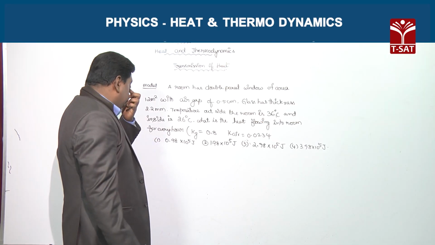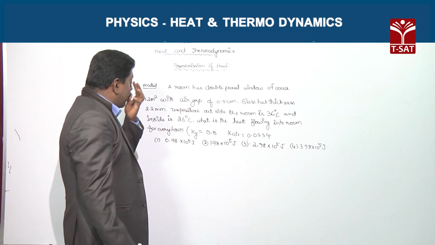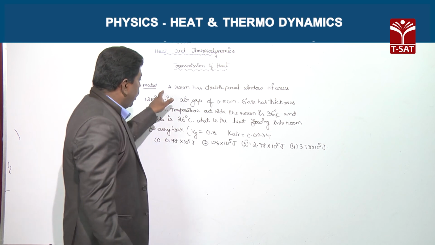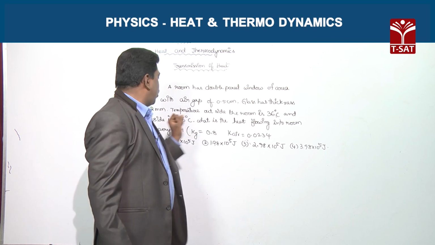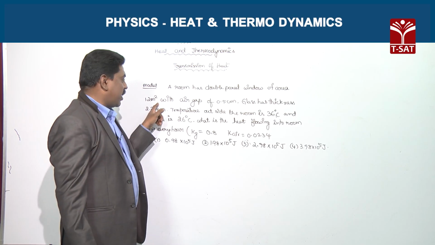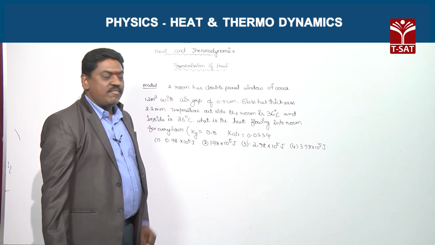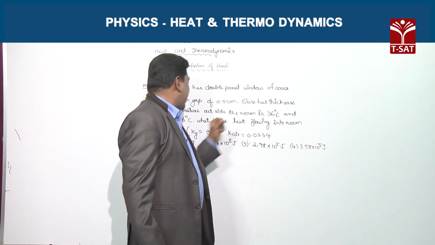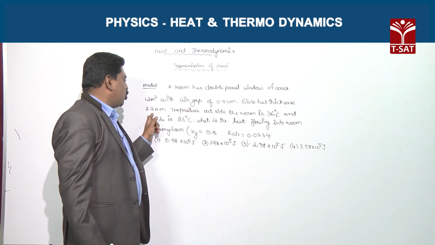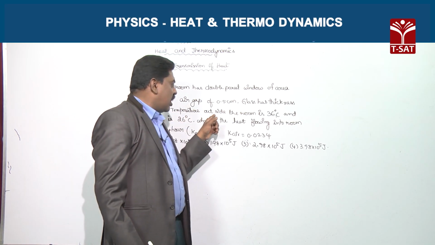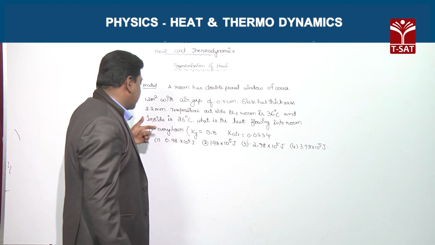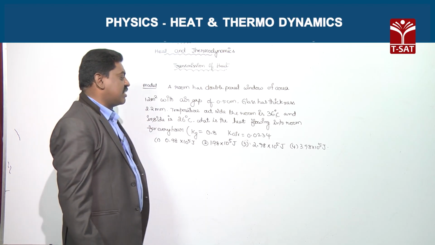Now let us try to take a model on coefficient of thermal conductivity. A room has a double paned window of area 1.2 meter square with an air gap of 0.5 centimeters. Glass has a thickness of 2.2 millimeters. Temperature outside the room is 36 degrees Celsius and inside is 26 degrees Celsius.